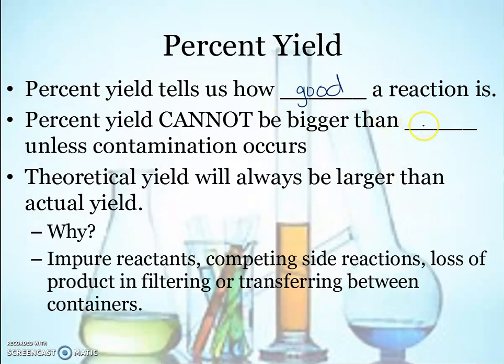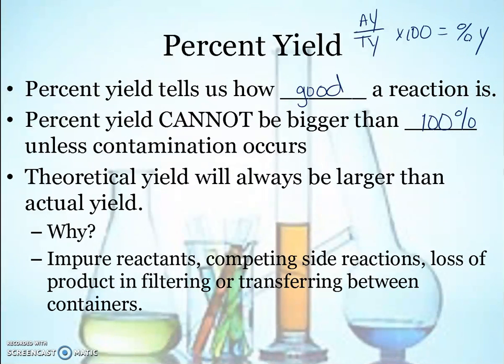Okay, percent yield should not be more than 100%, but it can be if you do something wrong, like your sample's contaminated. Theoretical yield's always going to be larger than the actual yield, and the reason for that is because of impure reactants. You've got side reactions going on, you lose product in filtering, transferring between containers, tons of reasons why. So just know that your theoretical yield will always be larger than your actual yield. And to calculate percent yield, we do actual yield over theoretical yield times 100, and it gives us our percent yield.